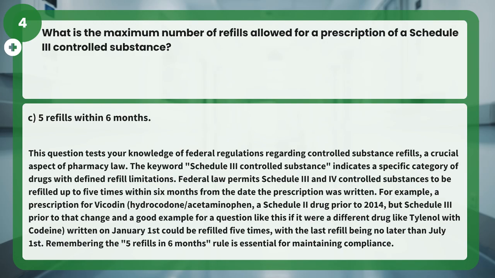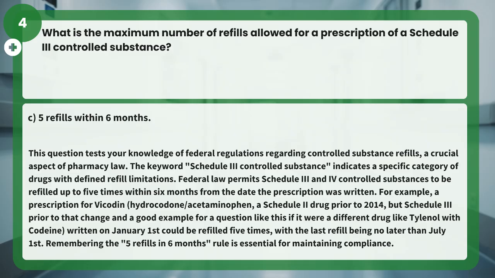Answer C. 5 refills within 6 months. This question tests your knowledge of federal regulations regarding controlled substance refills, a crucial aspect of pharmacy law. The keyword Schedule III controlled substance indicates a specific category of drugs with defined refill limitations. Federal law permits Schedule III and IV controlled substances to be refilled up to 5 times within 6 months from the date the prescription was written.